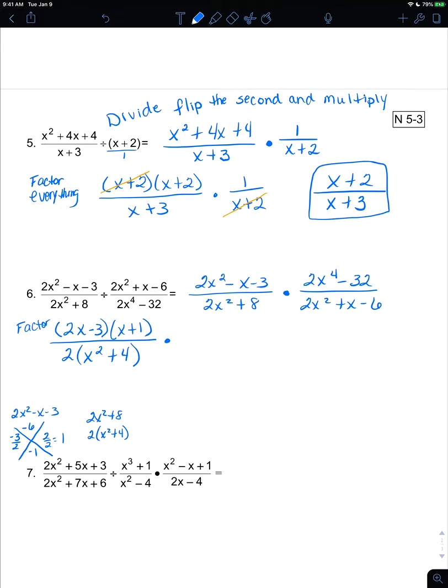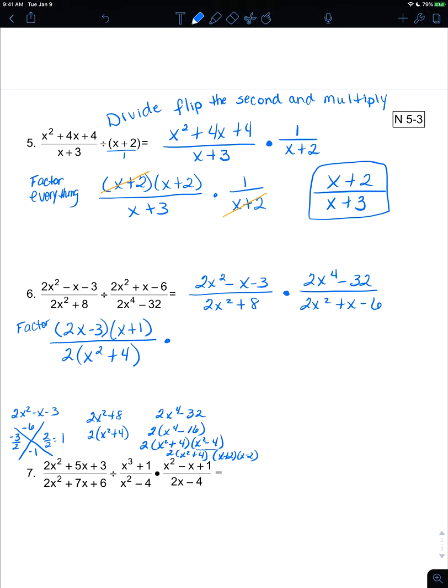Okay, so 2x to the 4th minus 32. We have a GCF of 2, so let's take that out, and that would leave us with x to the 4th minus 16. So that one is the difference of two squares: x squared plus 4 and x squared minus 4. Well, the x squared minus 4 can reduce some more, so that becomes 2 times x squared plus 4 times, and that x squared minus 4 reduces to x plus 2, x minus 2.